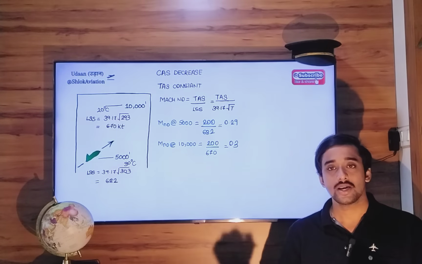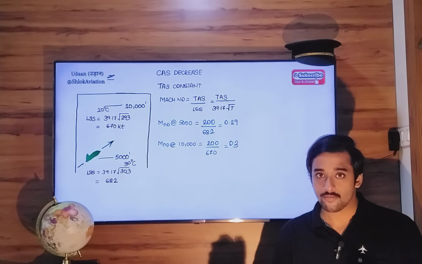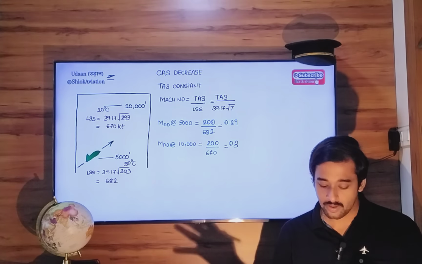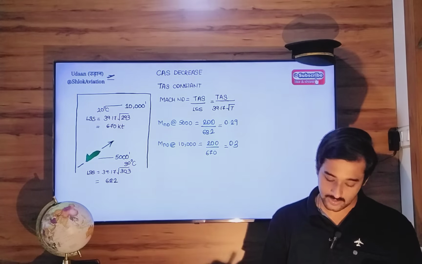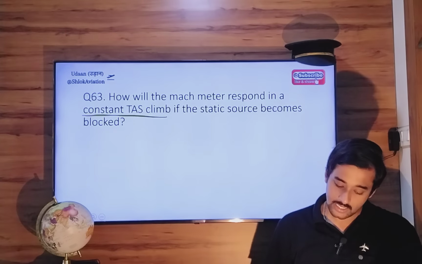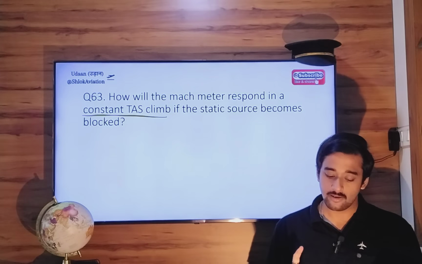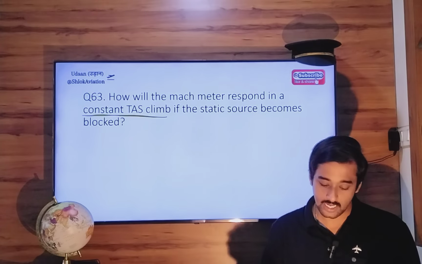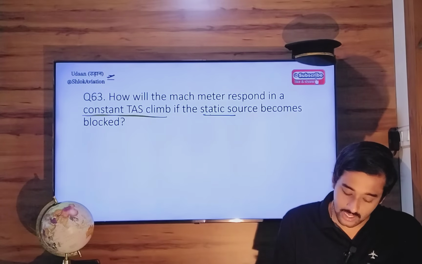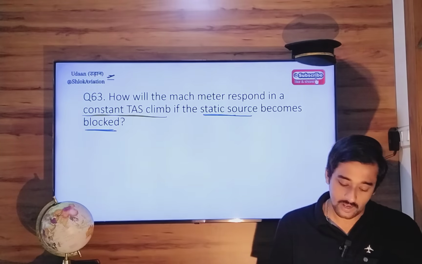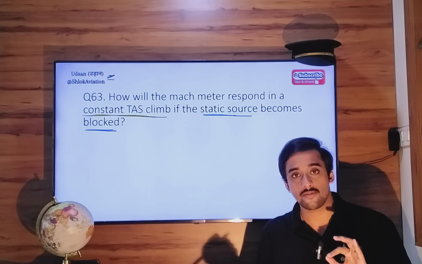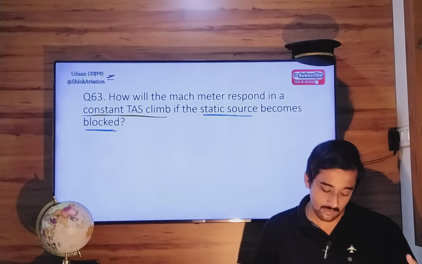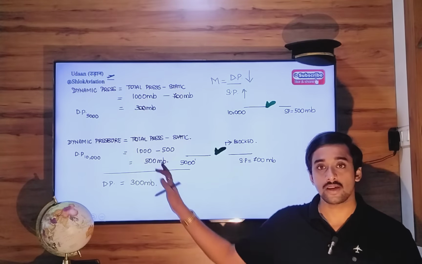0.29 has become 0.3. Correct? That is only and only because local speed of sound has decreased. But now let's check the second part. Mach meter will increase in a constant TAS climb, but what will happen if the static source becomes blocked? The explanation will be the same as the explanation I gave here.